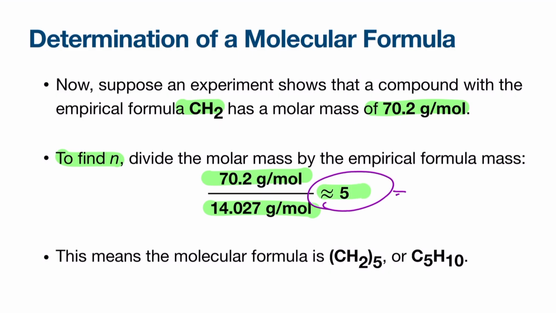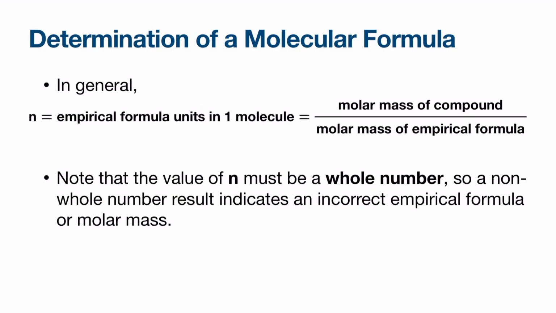This gives us the value of about 5. Because n is equal to 5, the molecular formula contains about 5 CH2 units. So the molecular formula is (CH2)5, or can be simplified into C5H10. In general, we find the value of n by dividing the molar mass of the compound by the molar mass of the empirical formula. This tells us how many empirical formula units are contained in one molecule.